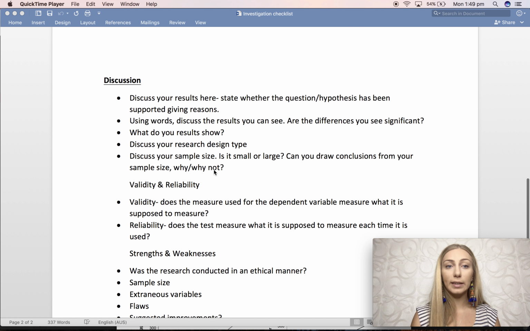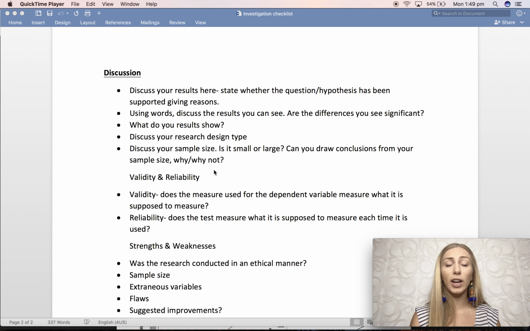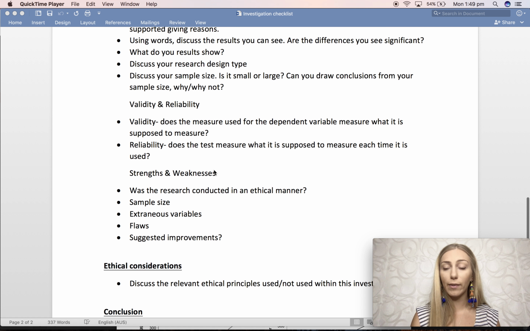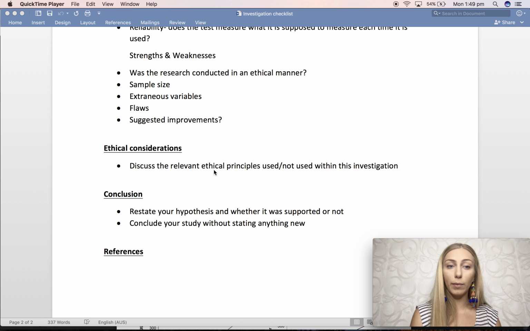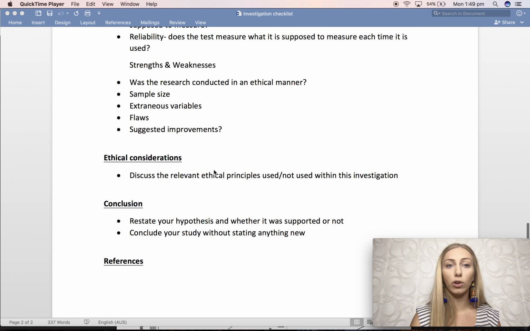Okay, so that is your discussion, remembering that you need to go through and check off all of this list to make sure that you have everything included there. Now once you've done that, we're ready to move on to ethical considerations. So you're discussing the relevant ethical principles used or not used within an investigation. You may have already touched on that in your strengths and weaknesses, but make sure that you do discuss it in detail here. What ethics have been used, what ethics haven't been used within an investigation, how could they be better used, things like that.